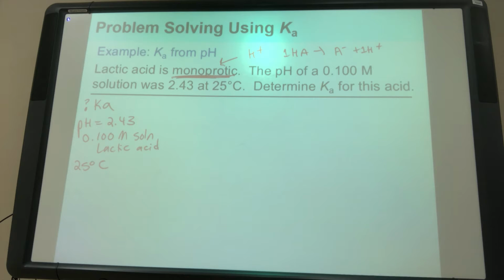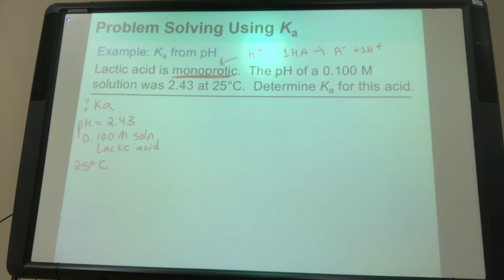So I need to know how to write the Ka. What is the Ka? Remember, last chapter we did Ks, and we said products over reactants. We talked about this at the beginning of this chapter. So if I'm trying to write the Ka as products over reactants, I have to know what my products and reactants are. So I have to write a reaction.